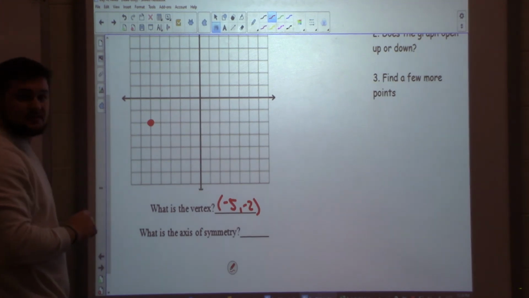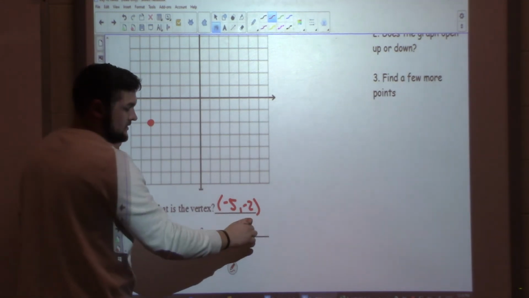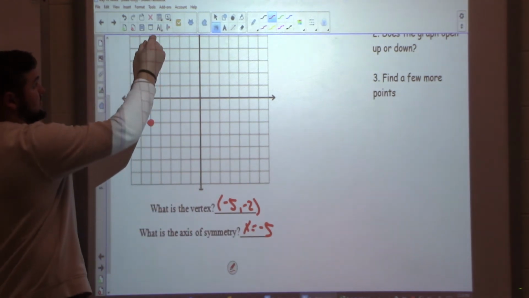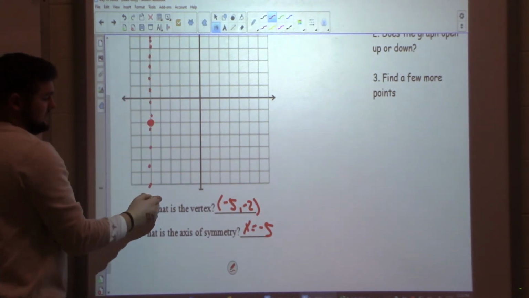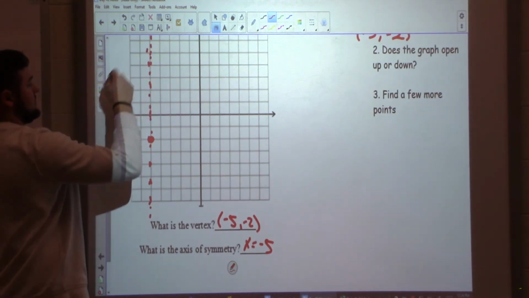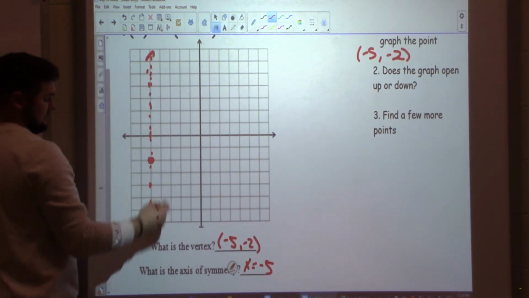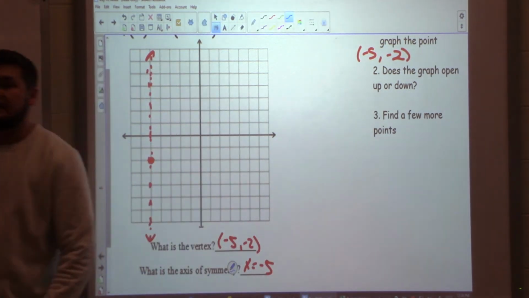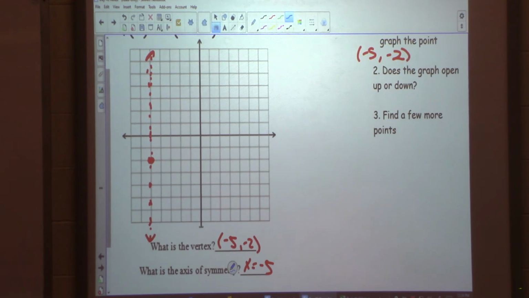What's my axis of symmetry then? X equals negative 5. Same thing. Find where your vertex is. A dashed horizontal line going straight through it. Vertical. Thank you. See, I mess up sometimes too. Okay, I'm going to do the same thing I did before.